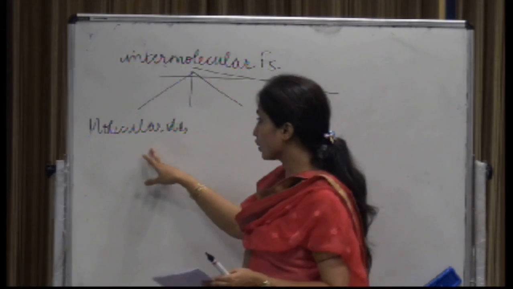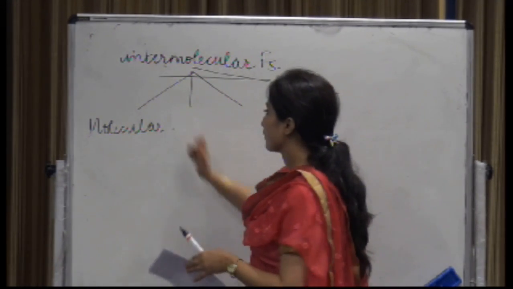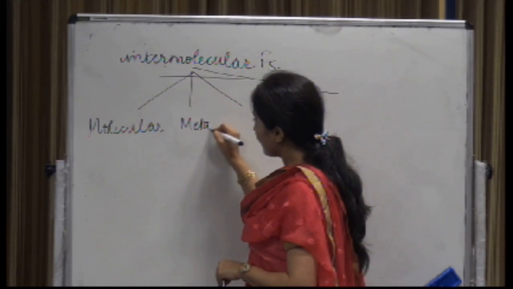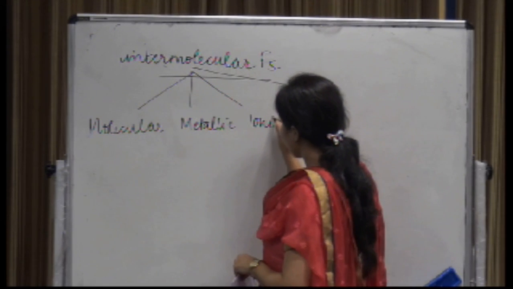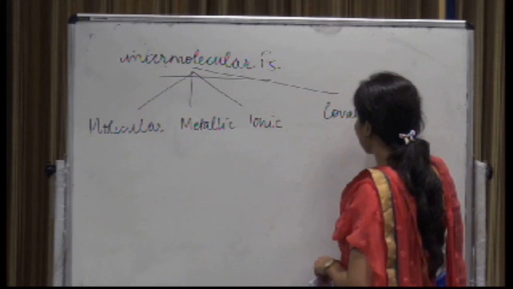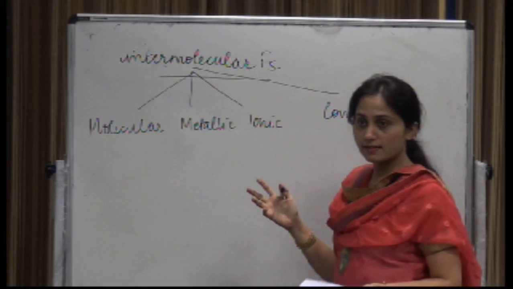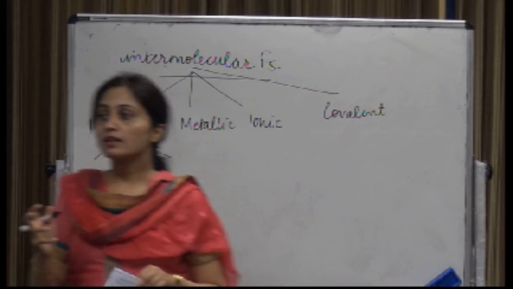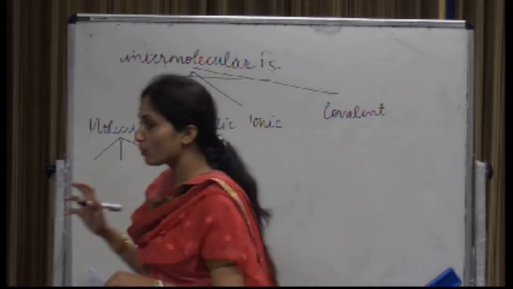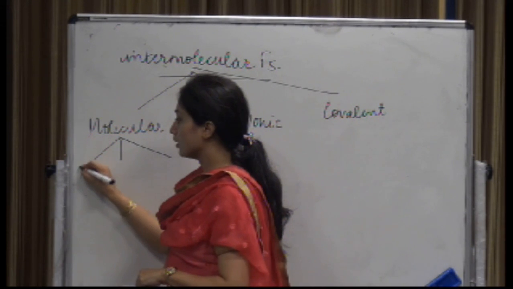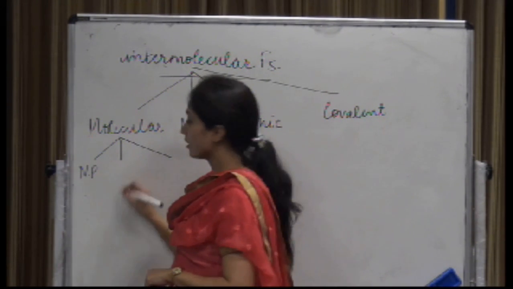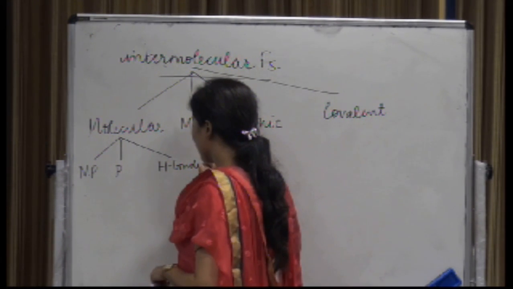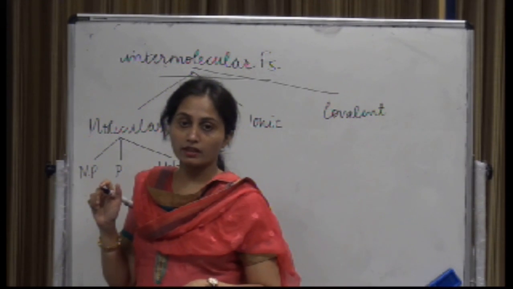So you can have molecular solids. I'm not writing solids again and again, otherwise my chart goes waste. Molecular, then you can have metallic solids, ionic solids and covalent solids depending upon the kind of bonds that they possess. Now in molecular solids again, depending upon the types of charges that each of the molecules possess, you have non-polar molecular solids, polar molecular solids, and hydrogen bonded molecular solids.